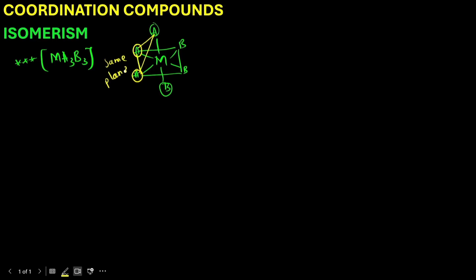will be in the same plane, and here this will be in the opposite plane. This type of complex gives facial isomerism. In short, it can be written as FAC. In this type of isomer, out of three similar ligands, two ligands are in the same plane and one ligand will be in the opposite plane. So this type of complex gives rise to facial isomerism or facial isomer.